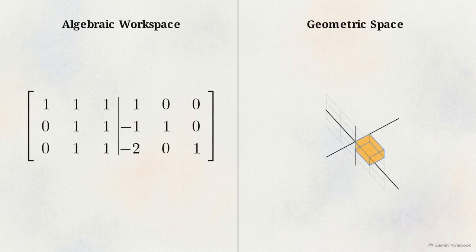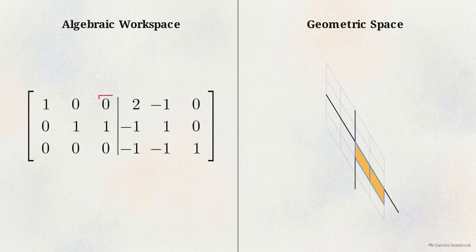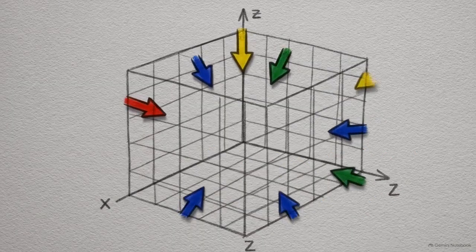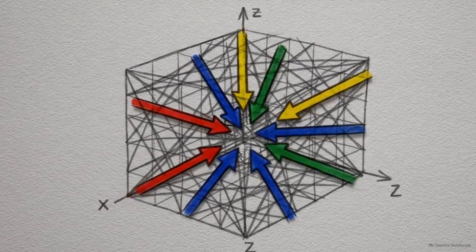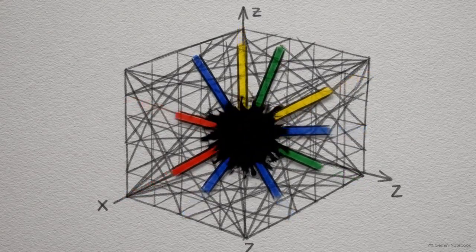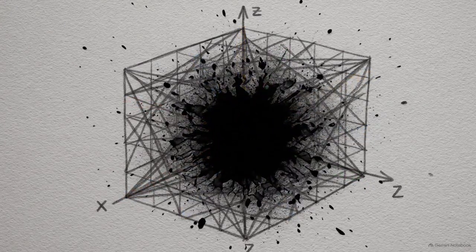If the reduction encounters a non-pivot column before reaching column n, the algorithm halts. A single non-pivot column proves the matrix is singular. It maps multiple inputs to the exact same output, rendering the transformation mathematically irreversible.